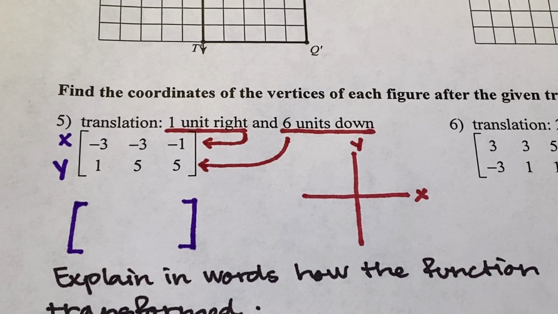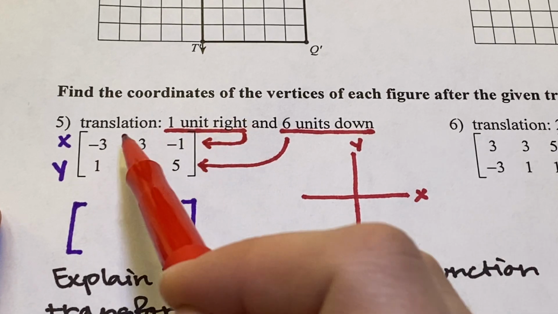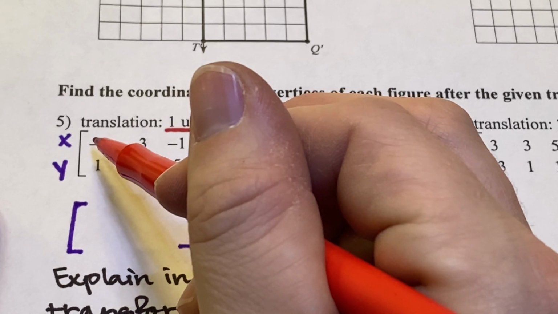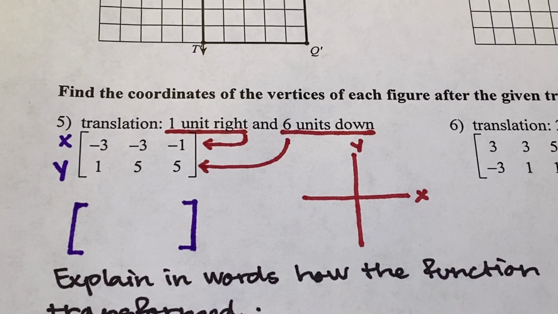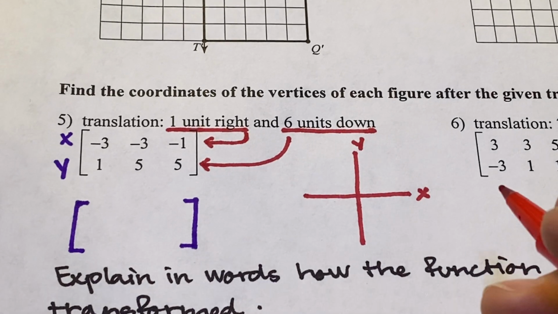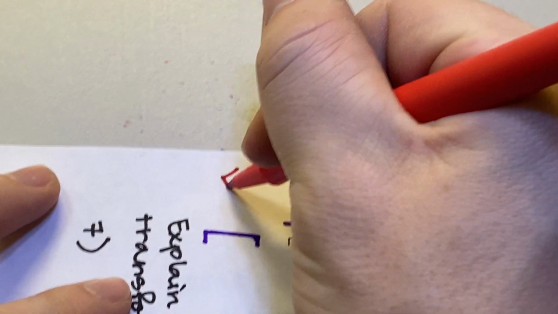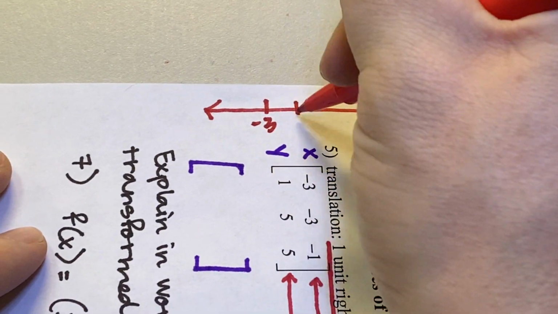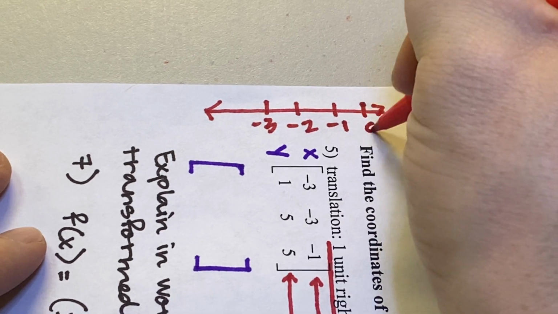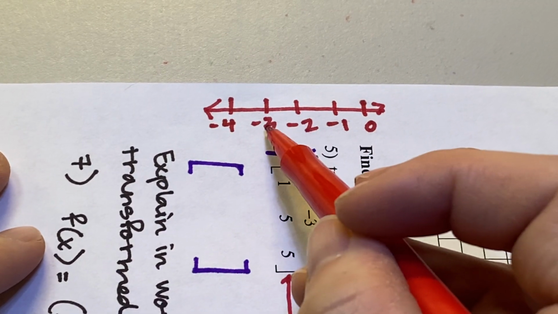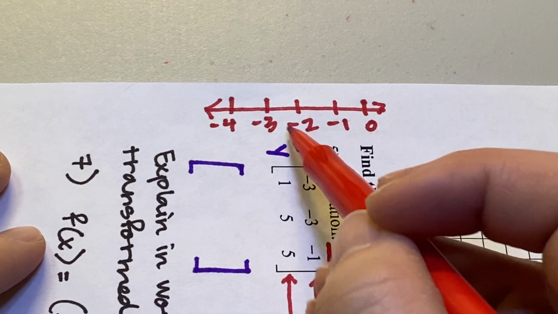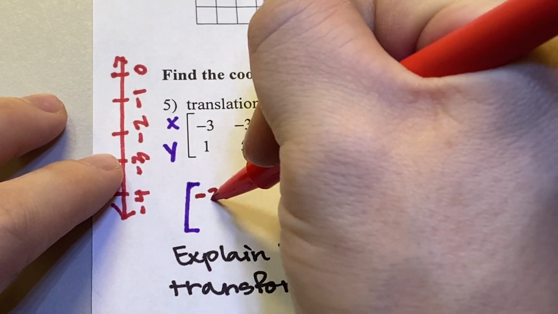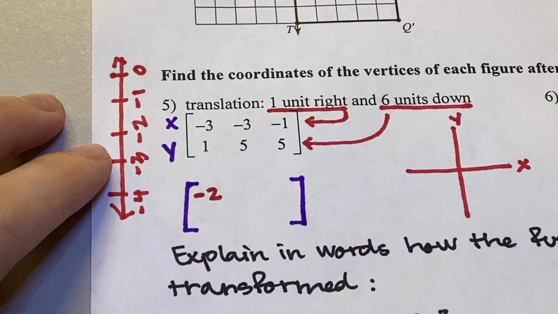Okay, so here's all we got to do. If it wants us to take 1 unit to the right, what is -3? Now think of on a number line. What's one number to the right of -3 on a number line? -4. Very close. Let's look at a number line right here. Okay, so if I'm at -3, -2, -1, 0, -4, what's 1 unit to the right? -2. Okay, so that first little spot turns into -2. We took it 1 unit to the right.